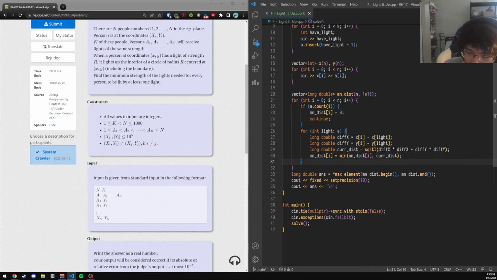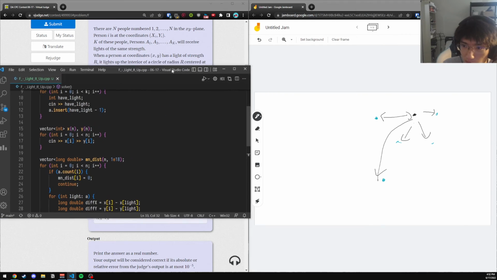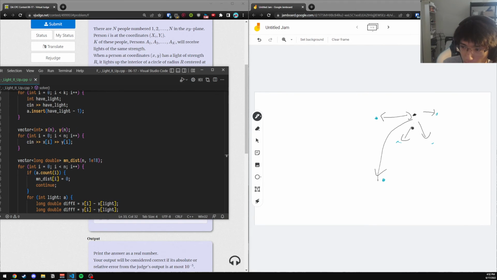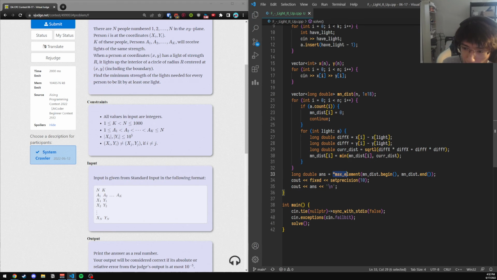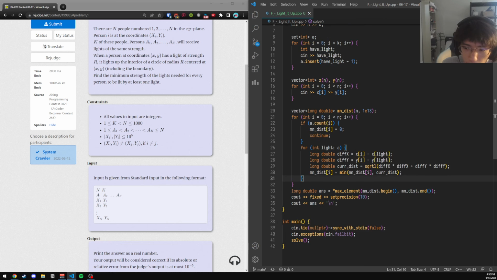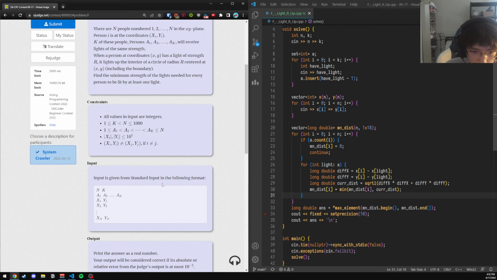And then the minimum distance is going to be the minimum of what it currently is and this current distance that you calculated. And then you want to find the max element among all these minimum distances. So the maximum out of all the minimums. If this person only needs to go here, and another person needs to go here, then it's going to be the maximum between this distance and this distance for every person, right? So it's going to be the max element in this array here. And then we output the answer.